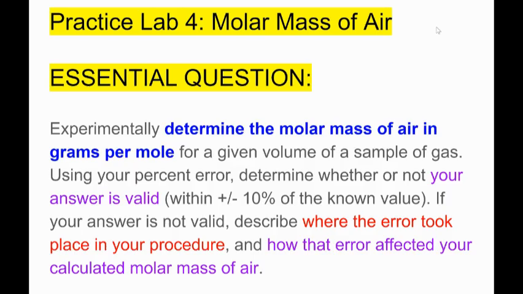So our essential question for practice lab 4, the molar mass of air, was to experimentally determine the molar mass of air in grams per mole for a given volume of a sample of gas. Using our percent error, we were to determine whether or not our answer was valid within plus or minus 10% of the known value. And if the answer was not valid, describe where the error took place in the procedure and how that error affected our calculated molar mass of air.